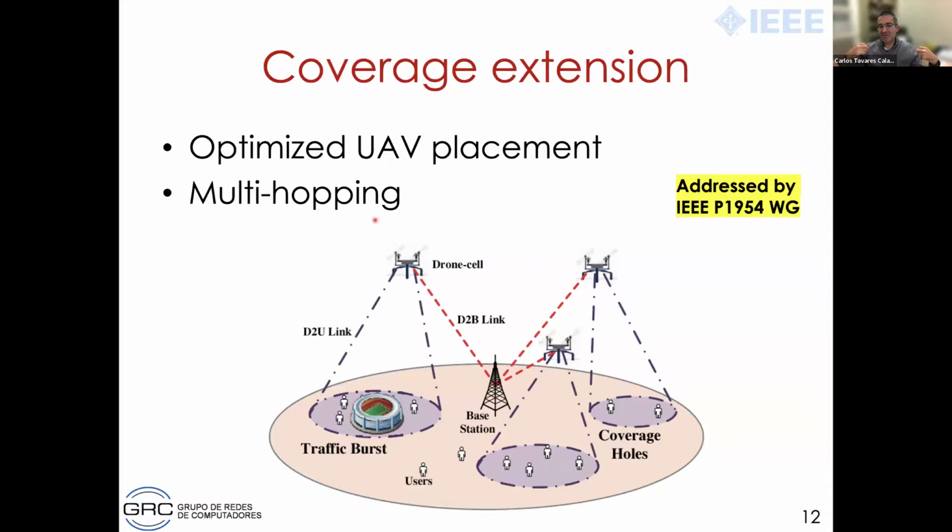And then the idea is that drones can serve as on-demand base stations that you can deploy to provide additional coverage and additional bandwidth support for this type of events. And once the event finishes, then you can remove the drones and go back to the standard operation. Okay, so this initiative, in the case of IEEE, is being addressed by the P1954 working group, in case you are interested, take a look at their webpage. Okay, so this is a hot area, and also a lot of work being done.